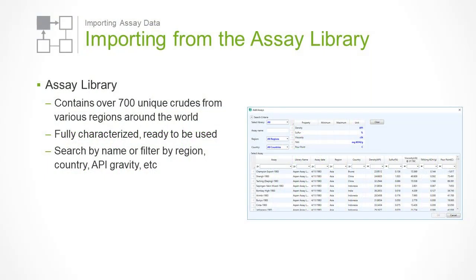Aspen Assay Management contains an assay library of over 700 crudes from various regions around the world. The assays are fully characterized and can be used directly to model crudes in your refinery. You can search the library for assays by name or filter it by region, country, API gravity, and more.